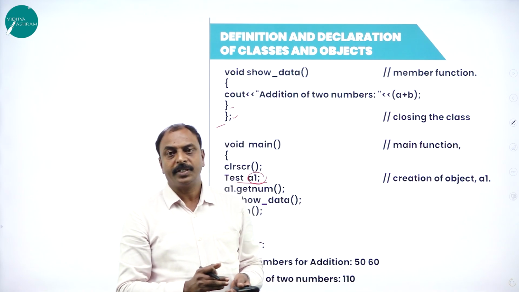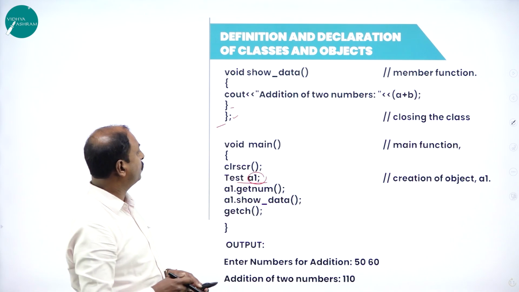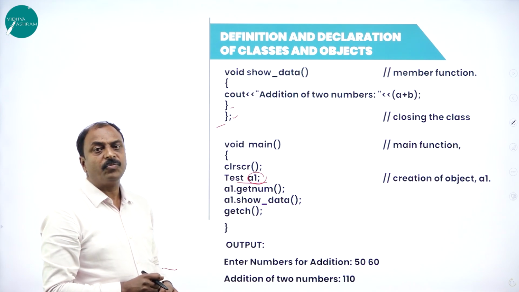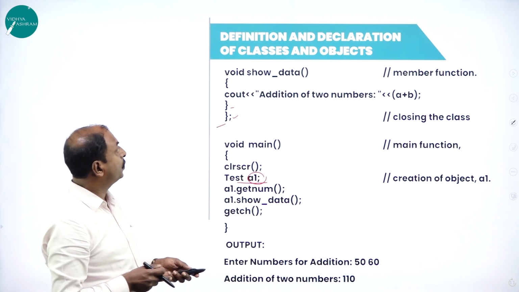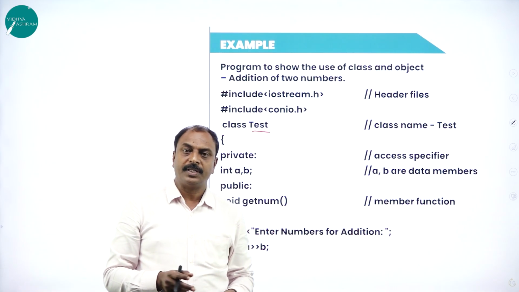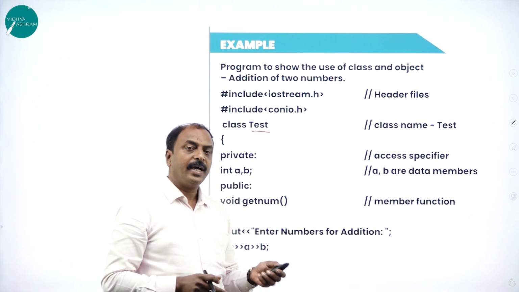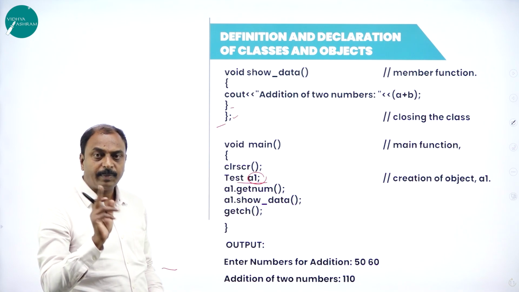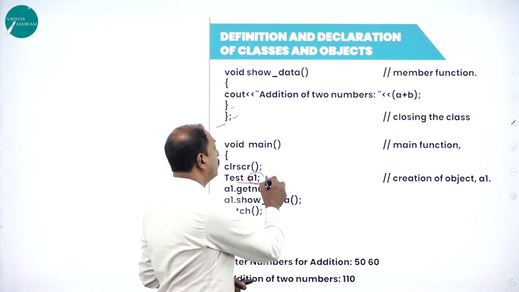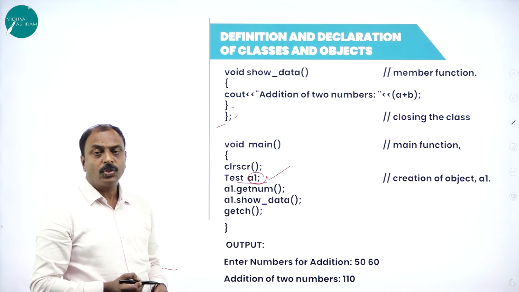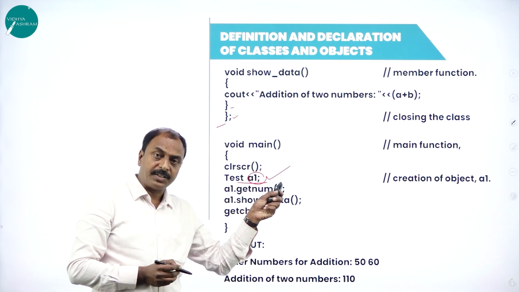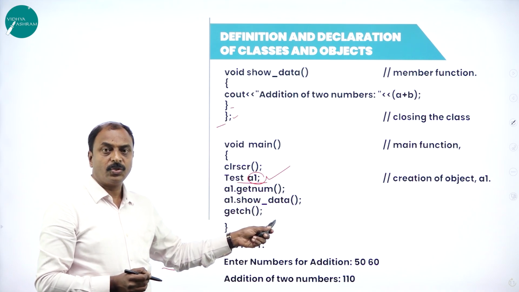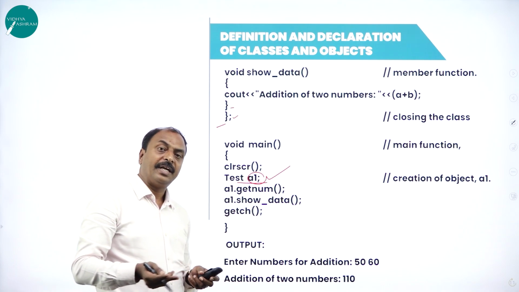In first year, you learned a program with only one function, that is, only the main function. Now the program with classes and objects includes defining the class along with the data members and member functions. After closing the class, we have to write the main function, and inside the main function, the first thing we have to do is declare an object of the class. If you don't declare an object of the class, it is not possible for us to access the member functions.